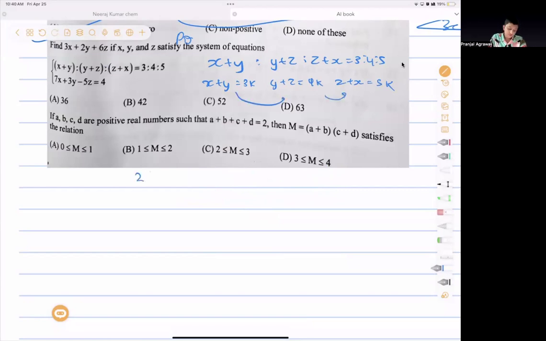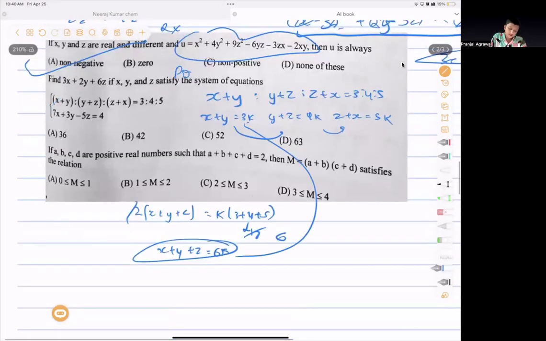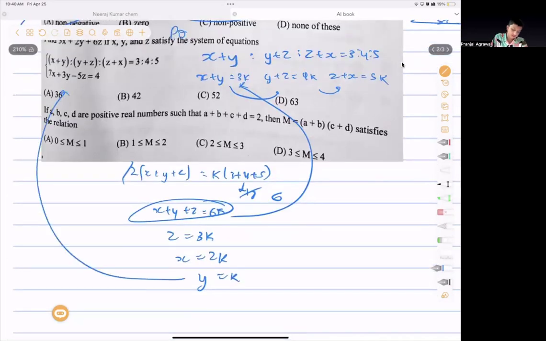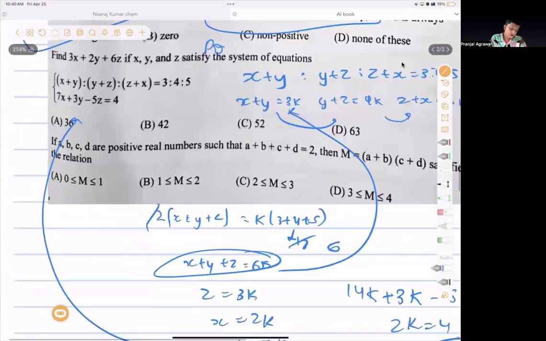What will you get? 2 times x plus y plus z is equal to 3k common, 3 plus 4 plus 5. This is what? 12. Cancel this. x plus y plus z is equal to 6k. Subtract this from here. You have z is equal to 3k, x is equal to 2k, y is equal to k. After this, put this in here. 14k plus 3k minus 15k is equal to 4. 2k is equal to 4, k is equal to 2. Then after this, with k is equal to 2, put it in here.